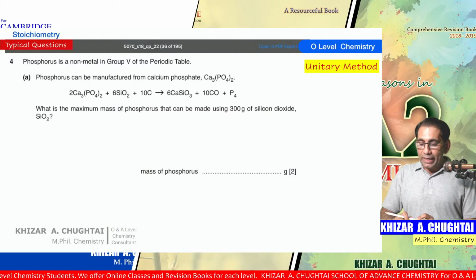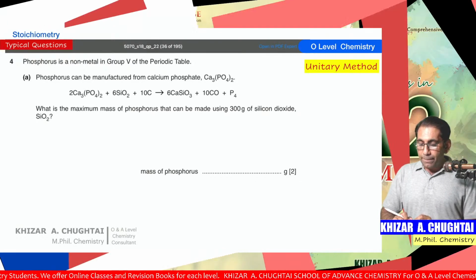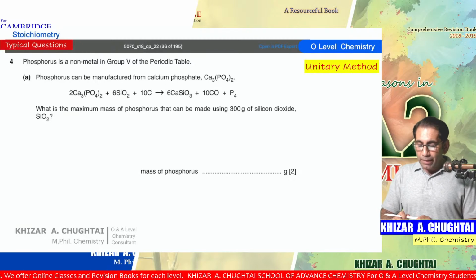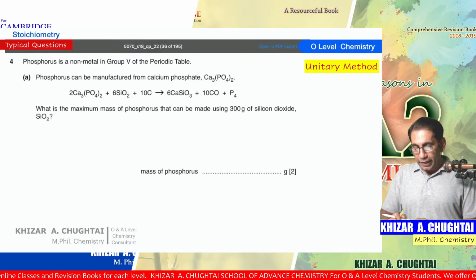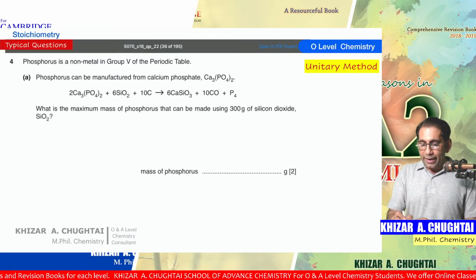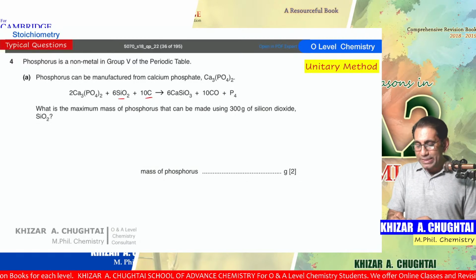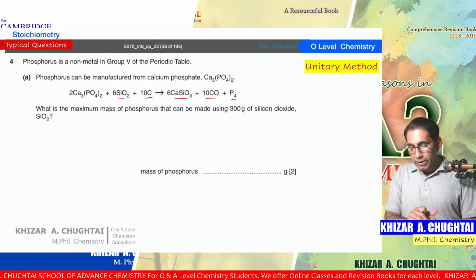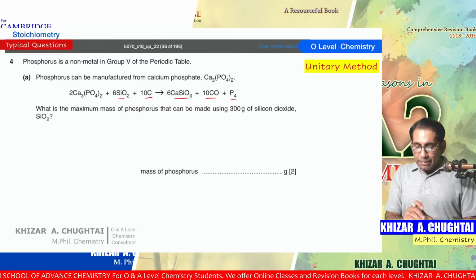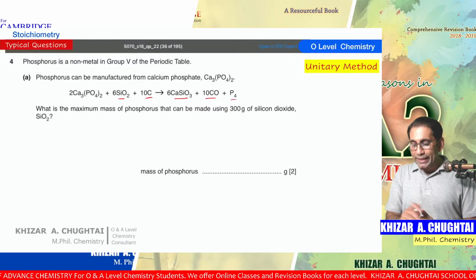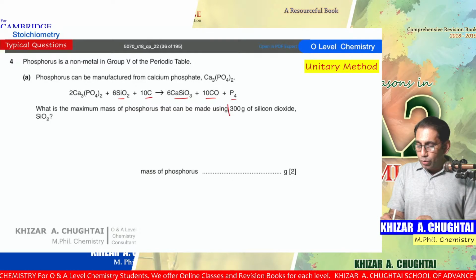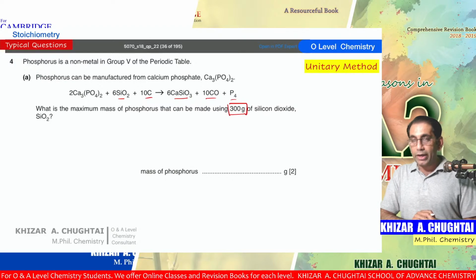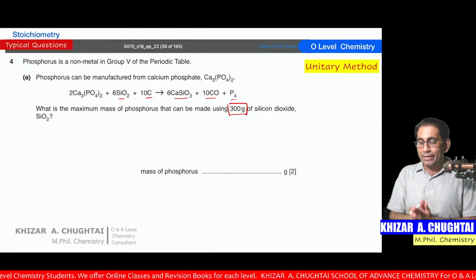Phosphorus is a non-metal in group 5 of the periodic table. Phosphorus can be manufactured from calcium phosphate. Calcium phosphate can react with SiO2 plus 10 moles of carbon, to give calcium silicate, 10 moles of CO, and P4, 1 mole of phosphorus is going to form. What is the maximum mass of the phosphorus that can be made by using 300 gram of silicon dioxide? That is a simple question, a direct question.